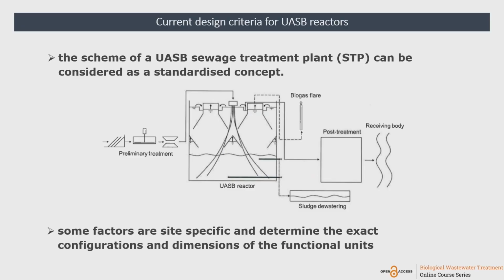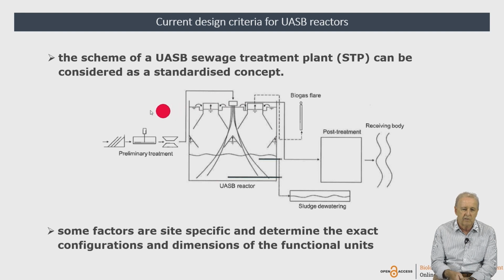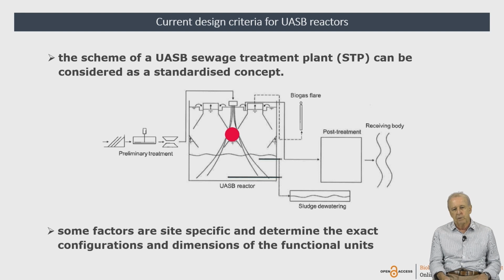In this slide, we have a schematic configuration of a UASB-based sewage treatment plant, where you can see that the UASB reactor is not the only component of the plant. We always need a preliminary treatment unit, which is very important for the good functioning of the anaerobic reactor. Here I'm going to talk a little bit about screens, sieves, and grit removal, a very important part of the treatment plant to protect and guarantee the good functioning of the UASB reactor.